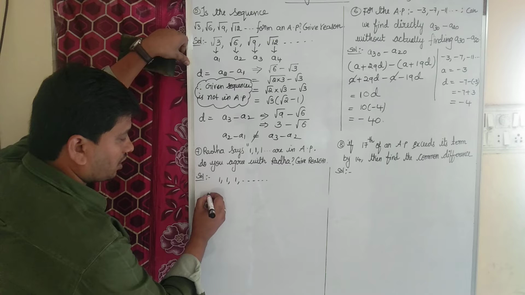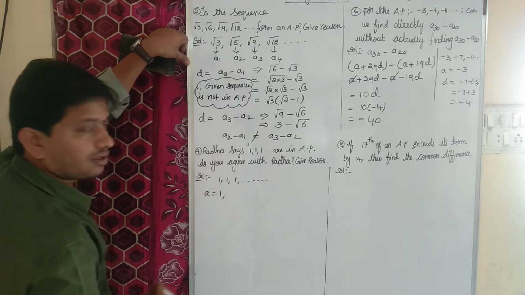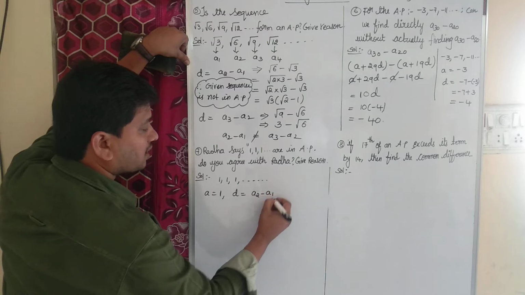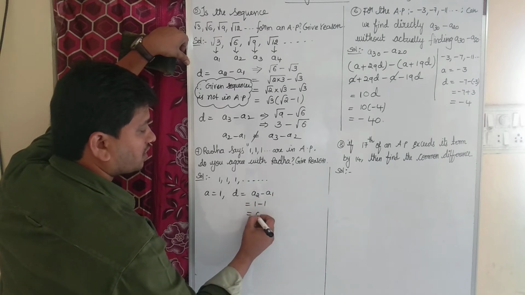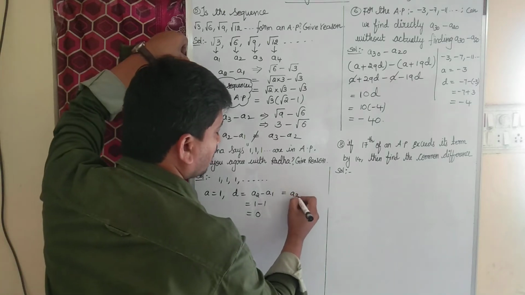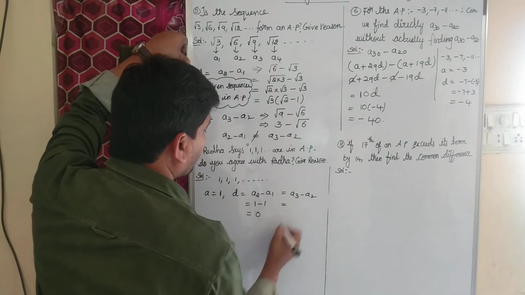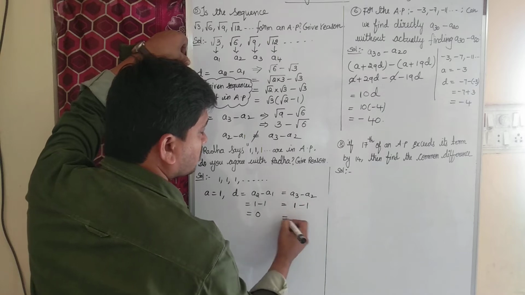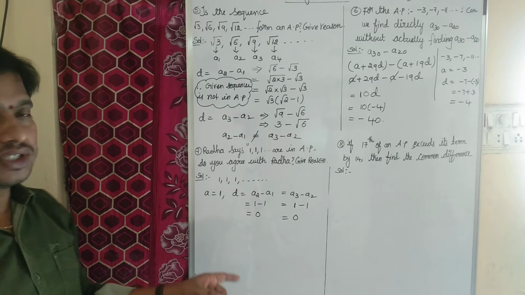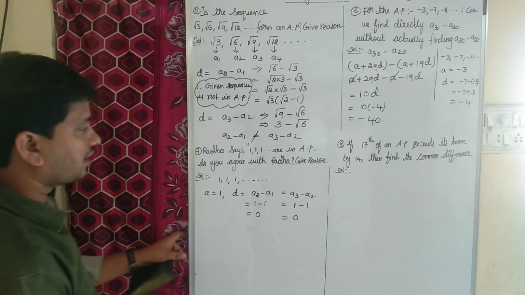So children, what is the first term here? The first term is 1. And what is the common difference? d equal to a2 minus a1, 1 minus 1, which is equal to 0. Also, we can find a3 minus a2. As the value of a3 is 1, a2 also 1, 1 minus 1, 0. See, as the common difference is constant, hence we can say that.